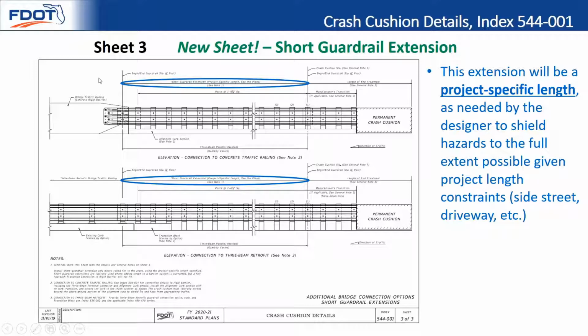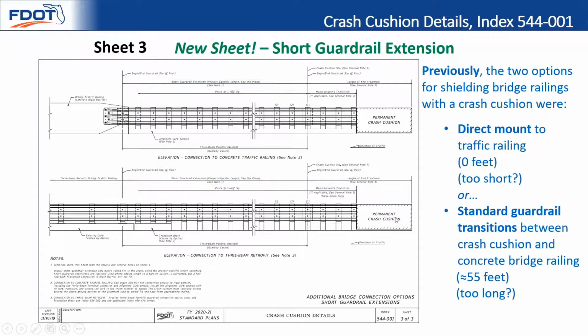Typically with a bridge, there's a drop off in water, but you could also have a side street or a driveway that's preventing you from installing all the guardrail transitions needed, and that would be too long. But you still want to do the best you can as a designer, design it as long as you possibly can, and so that's where the project-specific length comes in. You basically make it as long as you possibly can.